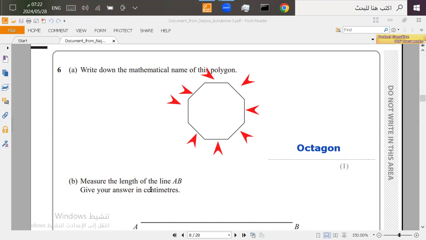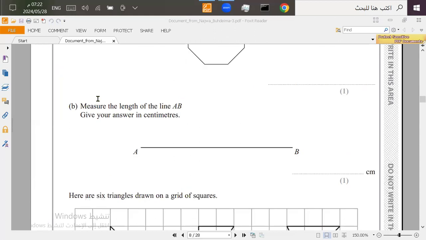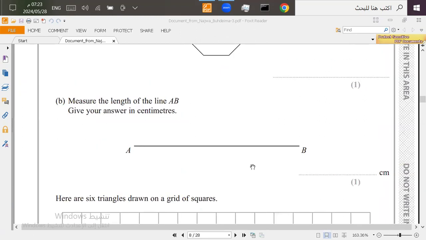Now, measure the length of line AB. Give your answer in centimeters. This means you have to use a ruler to measure the length of the line. Now, on the laptop here, it's not going to be accurate because I'm zooming in and out so the length will change depending on the paper in front of you. You can use the ruler to measure lines. Now, let me explain to you how to measure lines using MathSpat.